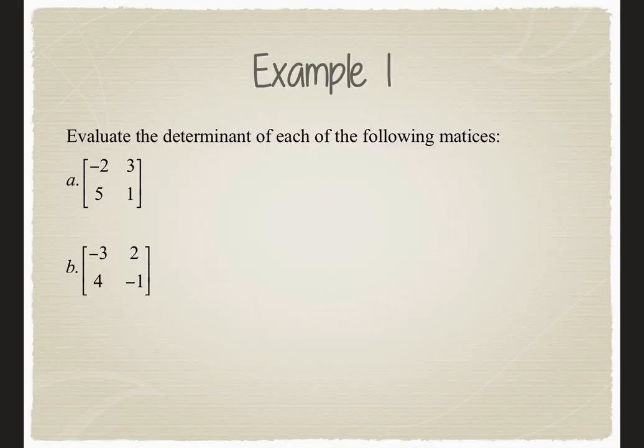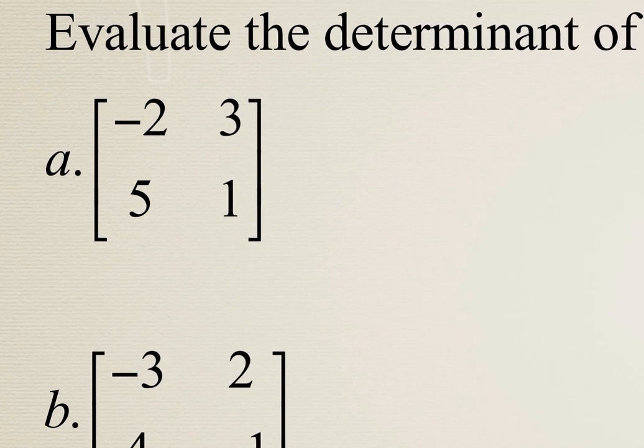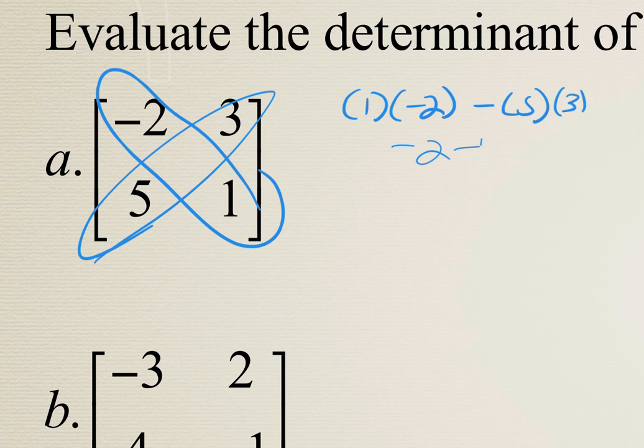All right, so A and B, evaluate the determinant of the following matrices. Oh, I'm missing an R. Never even noticed that before. So what numbers do I multiply together first? 1 and -2. So 1 and -2, and then minus 5 and 3. And I get -2 minus 15, -17.